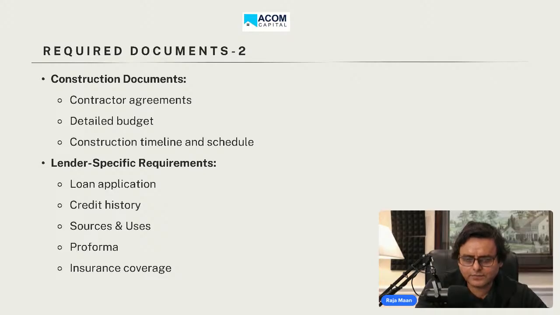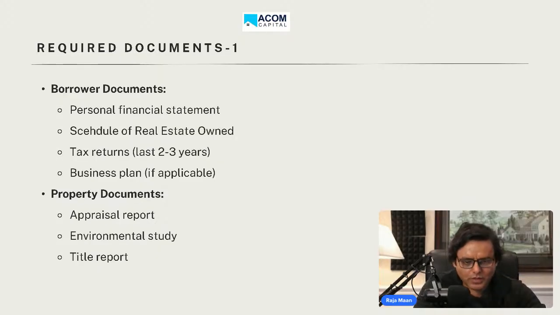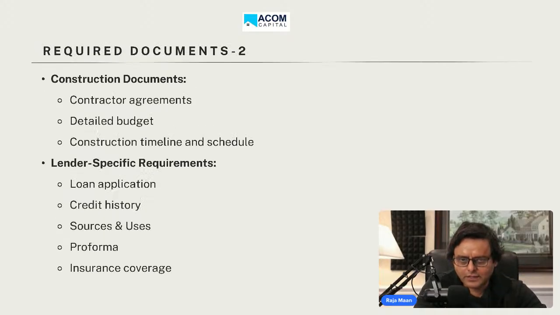Loan application, credit history. You can just tell us what the credit history is, but we can do that later. Sources and uses, pro forma. Loan application, executive summary, schedule of real estate owned, personal financial statements, sources and uses, and pro forma. These are the 5-6 things we need upfront to see if it makes sense. Executive summary is very detailed information. I don't know why I did not include it here. That is the most important thing.